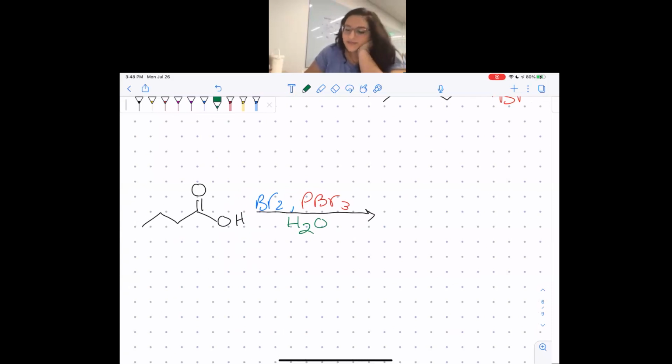Alrighty, so again, please tell me, what does PBr3 do? Yes, it turns the OH into a Br. So in the first step, we get, no, I'm sorry, that's too ugly. I couldn't do it. Bam. And we have an acid halide. Sweet. And then Br2 does what?